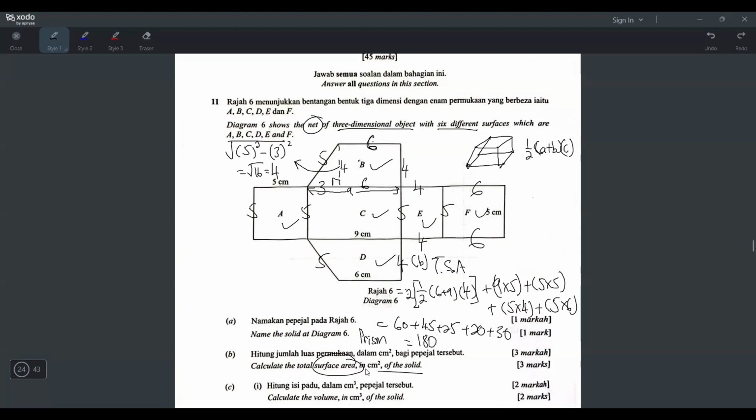Okay, but don't forget the unit. This is in cm square. Everything is in cm also, right here. So it's in cm square. Okay, sudah siap. Let's do C.